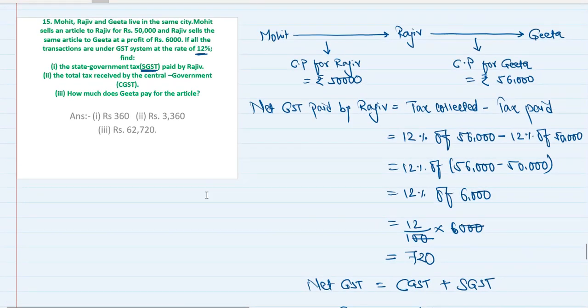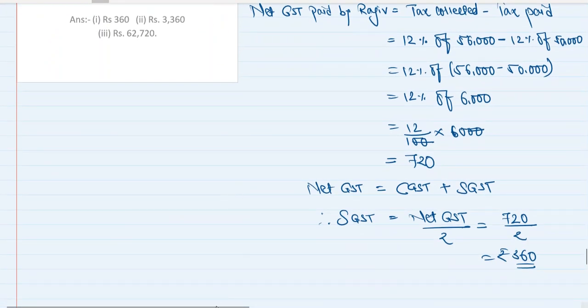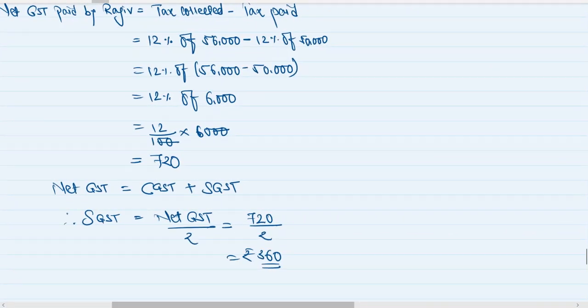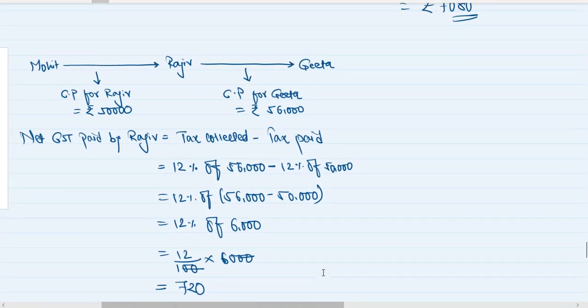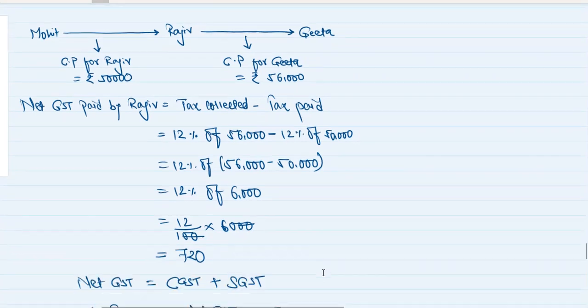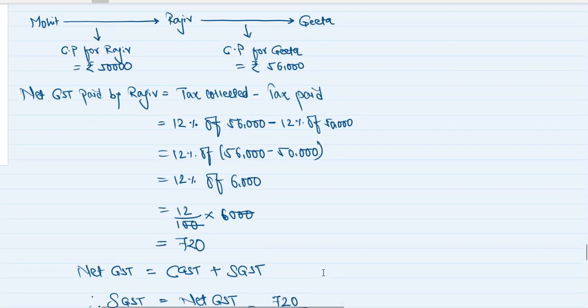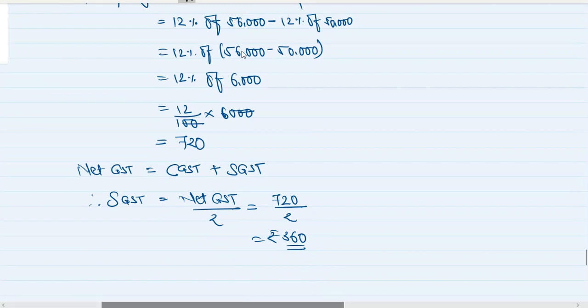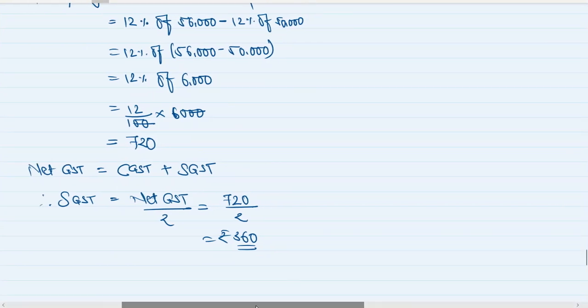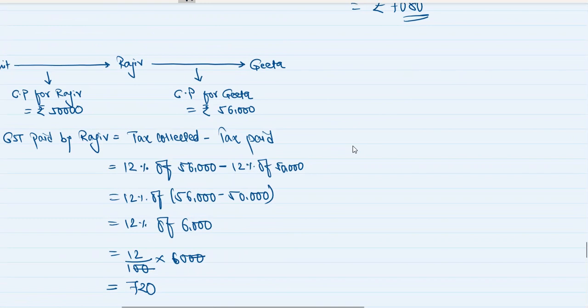That is correct. The total tax received by the central government, that is CGST. Okay, so see, there are two parties who are paying tax to the government. One is Rajiv and one is Geeta. From Rajiv, the government is receiving tax of rupees 360. That is SGST and CGST. Okay, so the total tax received from Rajiv is 720. Let's find out the total tax received by the government from Geeta.